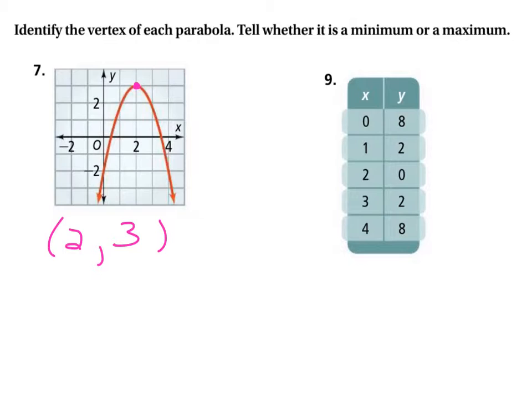Okay? Now, for number 9, what you need to understand is that there is symmetry around the vertex. So you can see here that for the y coordinate we get 2 and 2, 8 and 8. Whatever's right in the middle of that symmetry is going to be that vertex point. And this one is easy because it's identified as 2, 0.